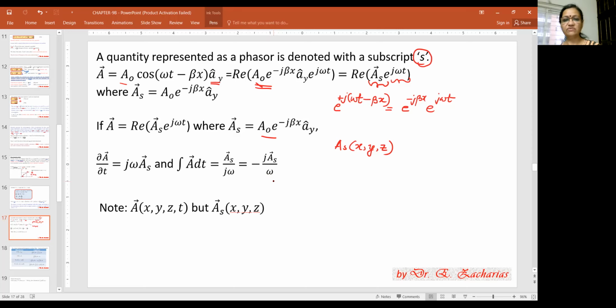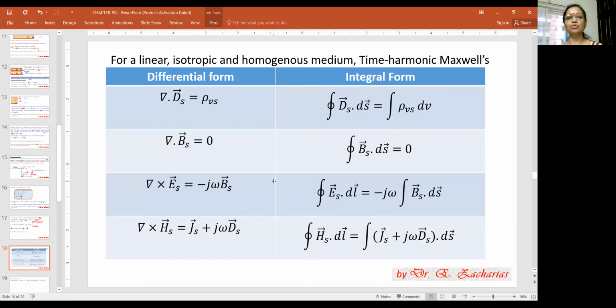Okay, now this phasor representation can be used to go from your time harmonic Maxwell equations to the phasor representation. Wherever you had dou B by dou t, you will write j omega B_s. Similarly, wherever you had an integral, you will write it divided by j omega. So you are expected to know this. Right now, you're not going to use it, but you are going to require this representation in some of the chapters ahead. So we are just putting it before you right now.